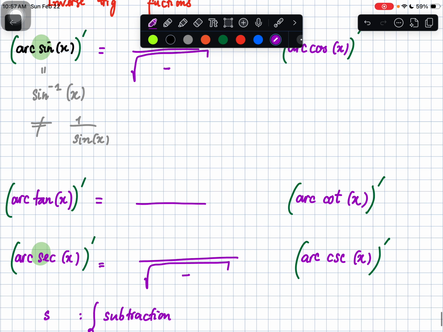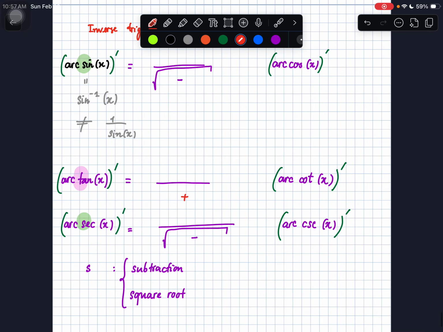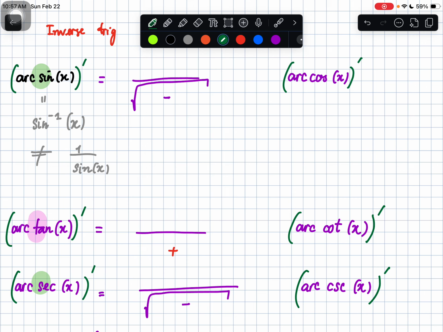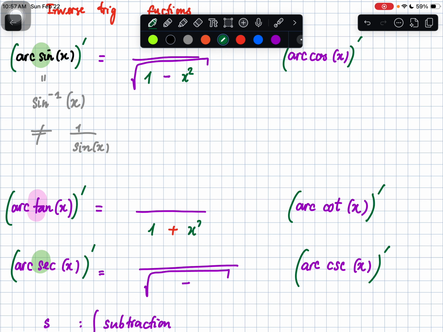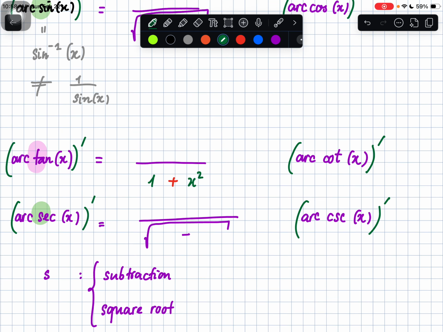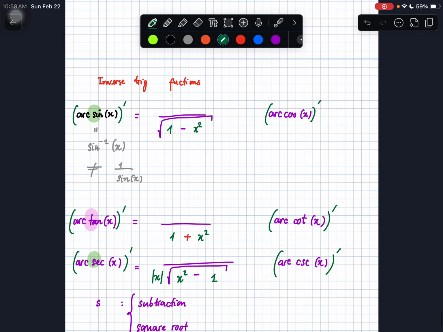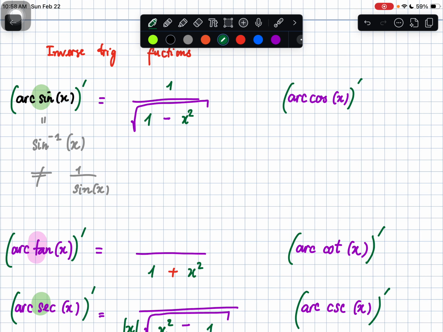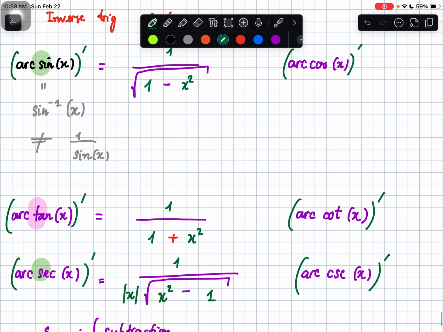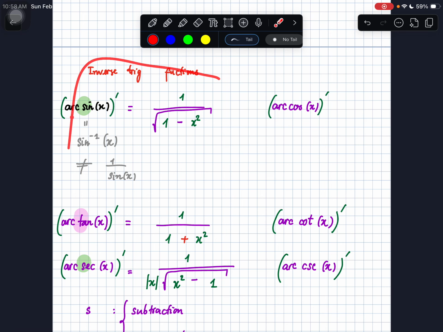Now, for tangent, I see t, so it looks like the plus sign, so I have the plus, no square root at all, just plus there. For the first term, we will have 1 minus x squared. For the second term, 1 plus x squared. The last term is a bit different, with secant, so I will have absolute value of x times square root of x squared minus 1. Hopefully you can remember that. And on top, it will be just 1, 1, 1. So these are the formulas for the left hand side.